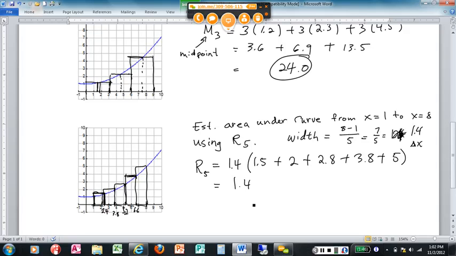So I get 1.5, plus 2, 2.8, 3.8, 5. I'm getting 15.1.